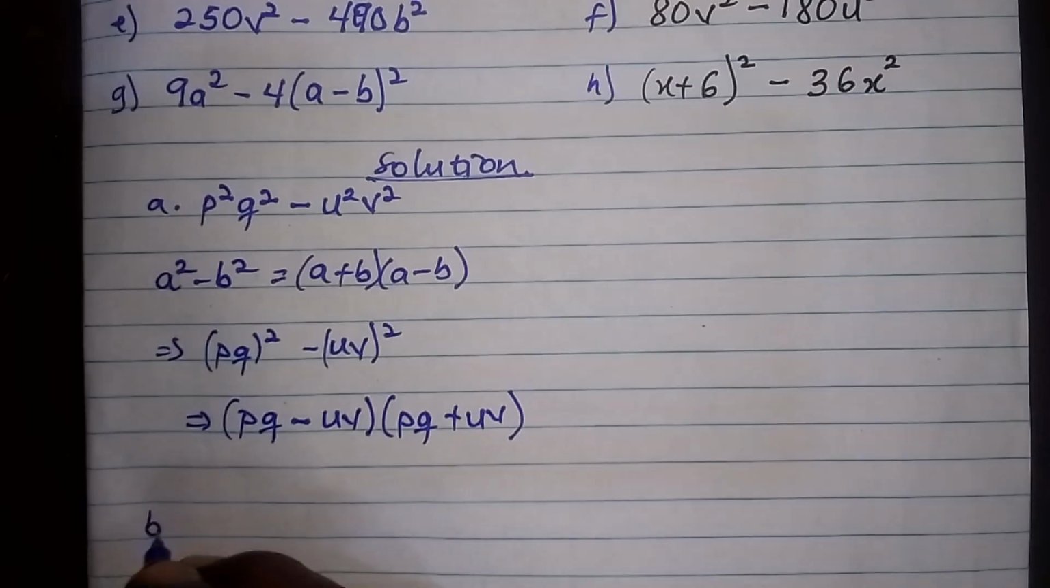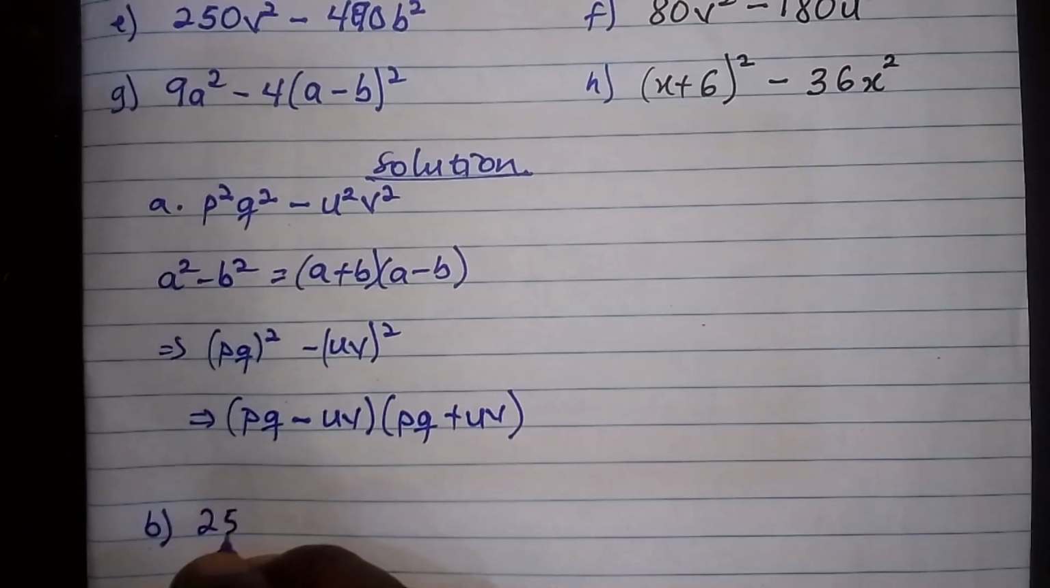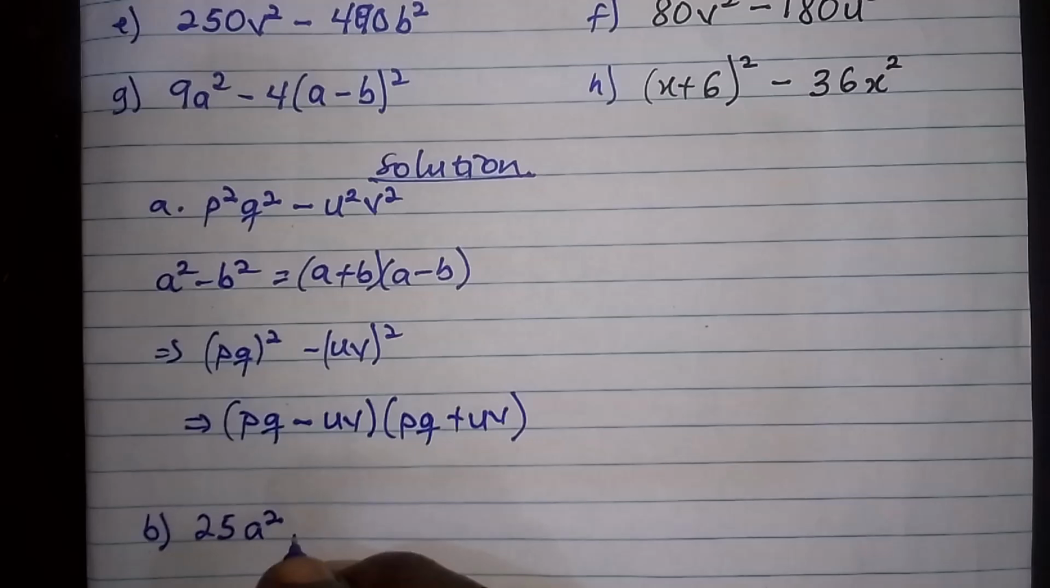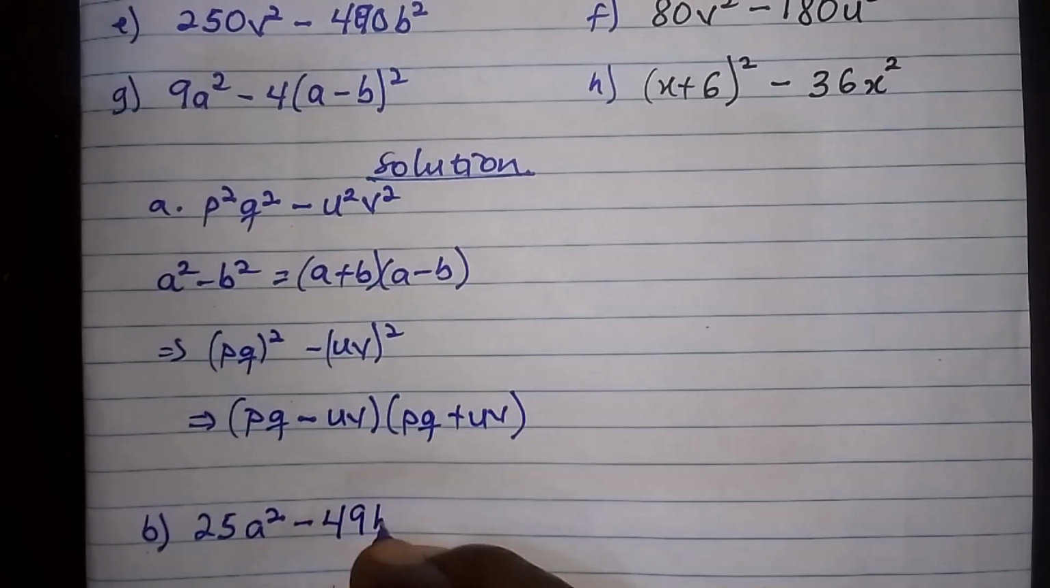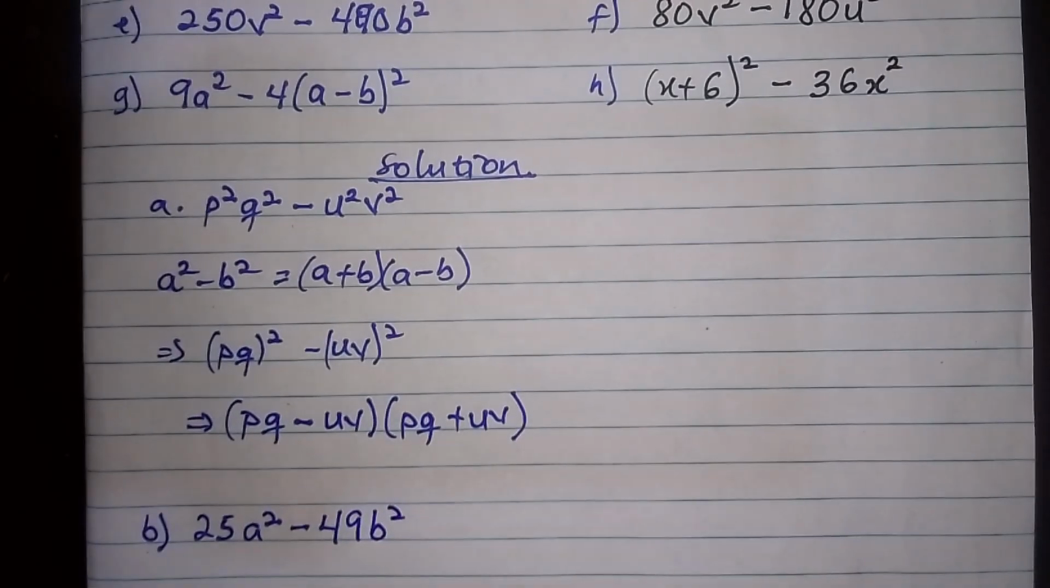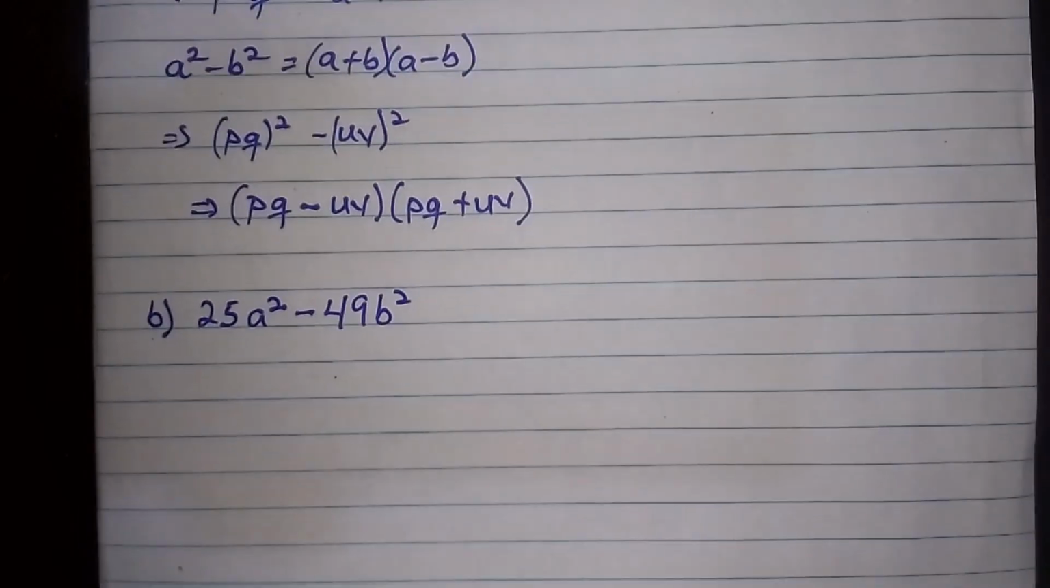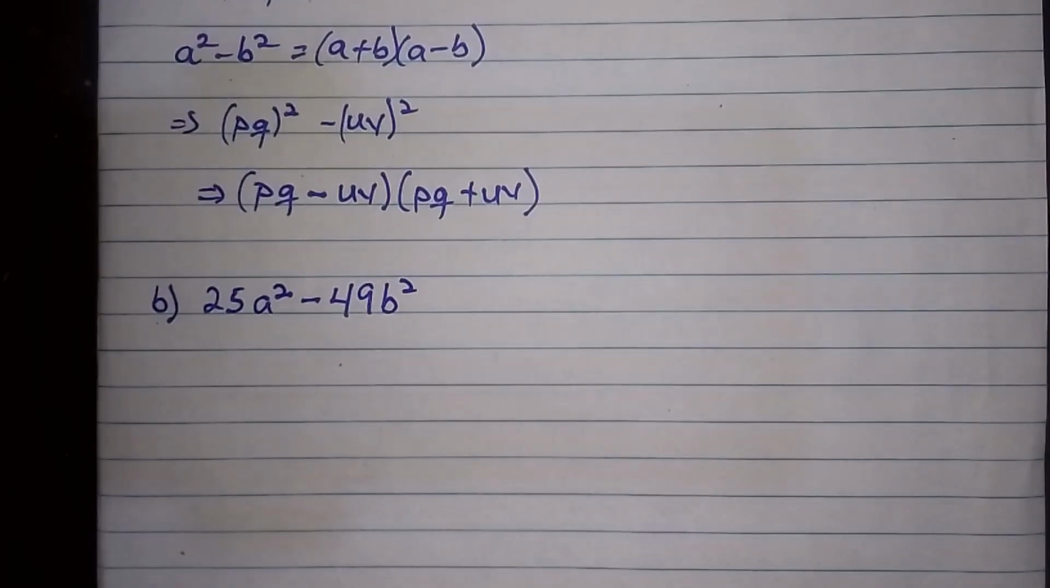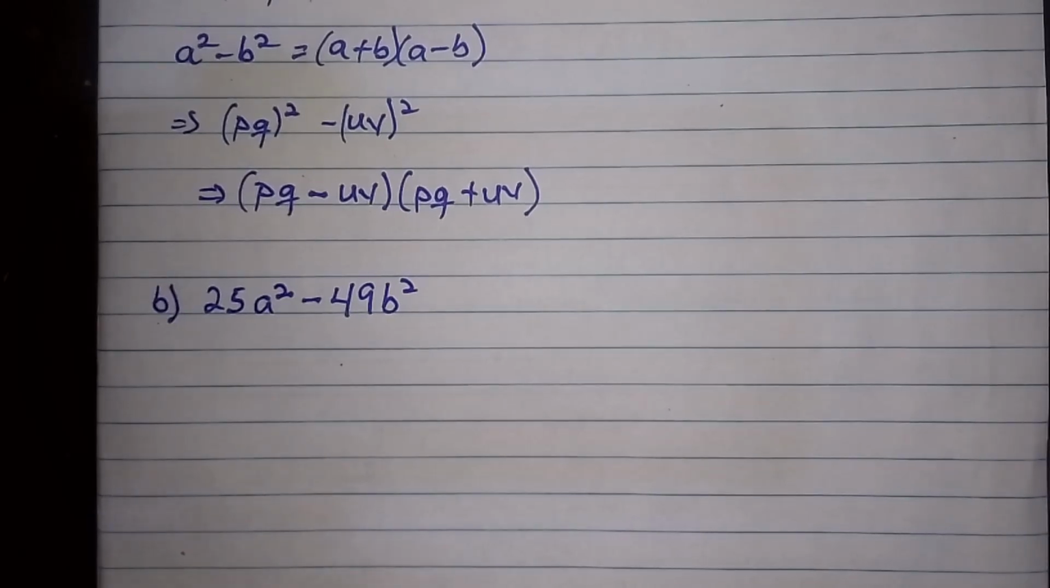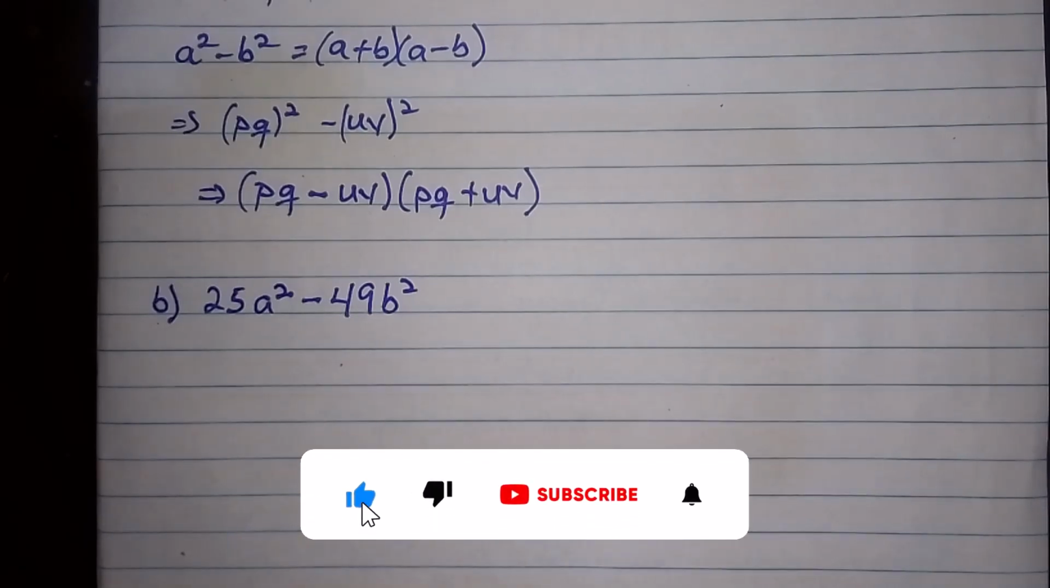Moving on to B, which is 25a² minus 49b². We're going to factorize this. Like I said earlier, you check if there's a common factor that can be taken outside. 25 and 49 have nothing in common. Likewise, a and b have nothing in common. So we check. There are 2 terms. If the first one doesn't work, then we consider if we can use difference of 2 squares.